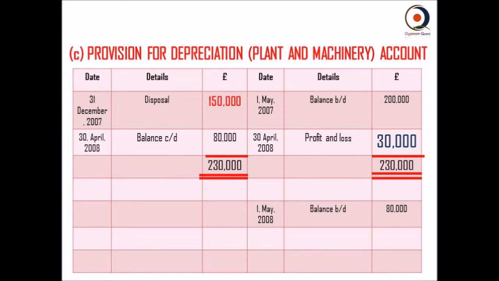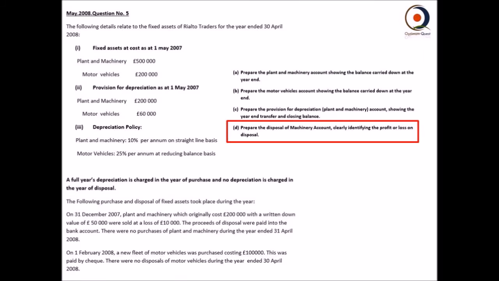And we are done recording the 3 items that we needed to record to prepare the provision for depreciation account. We have posted balance BD and profit and loss on the credit side, and we have posted disposal account on the debit side. The last thing we need to do is to balance this account off and bring the balance down with the first date of the next financial year, which is 1 May 2008. And we are almost done.